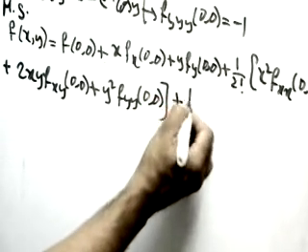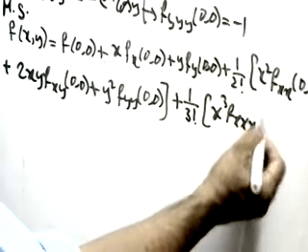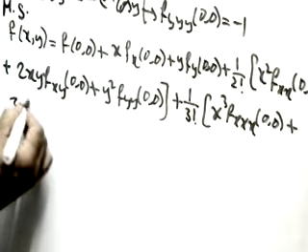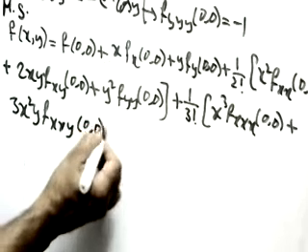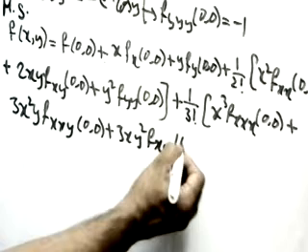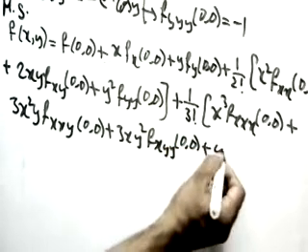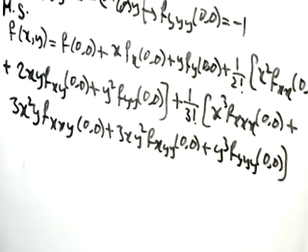This is the second degree terms. Now let me write the third degree terms. 1 by 3 factorial, x cube fxxx(0,0) plus 3x square y fxxy(0,0) plus 3xy square fxyy(0,0). Lastly, plus what is left here, y cube fyyy(0,0), because the series can still expand, therefore we write plus so on.